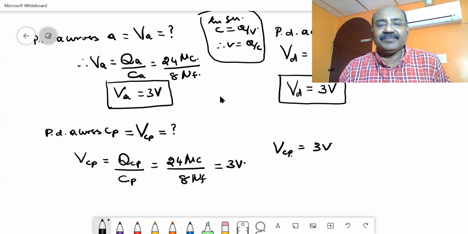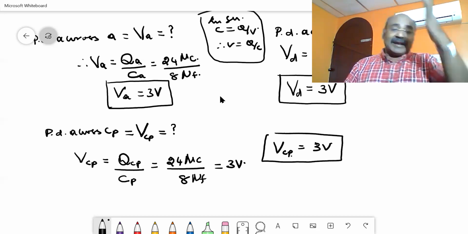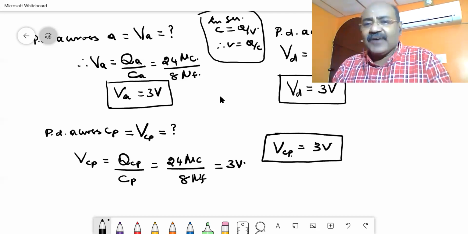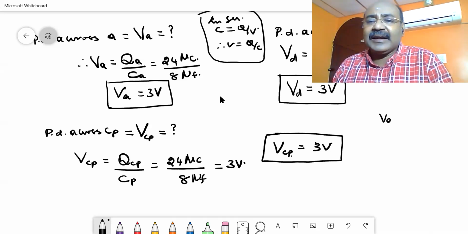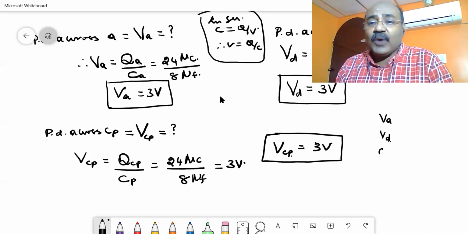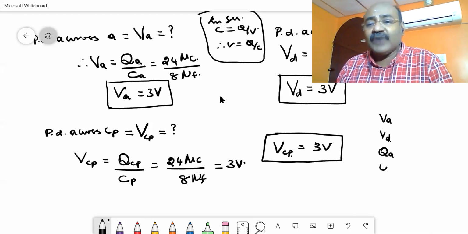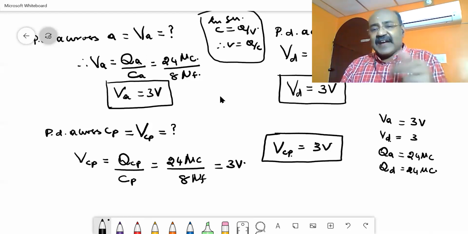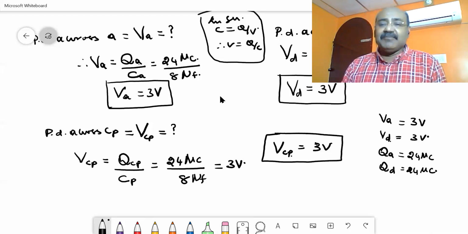Now, let us consider the parallel combination. See, what are the things we have calculated? We have calculated VA, VD, Q of A, and Q of D. Q of D and Q of A are 24 microcoulomb each. But VD and VA are 3 volt and another 3 volt. Apart from this, we have to calculate for B and C.